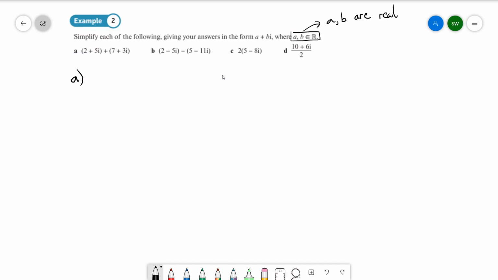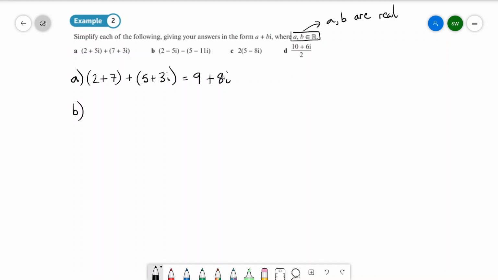So let's look at part A. We can treat i exactly like we would any other constant, and we're just going to collect together the real parts and the imaginary parts. So here we could write this as 2 plus 7, and we could take i outside of a bracket out of these terms, 5i and plus 3i, and we could write that as 5 plus 3i. So you could write that as 9 plus 8i. So this is actually a complex number with real part 9 and imaginary part 8.